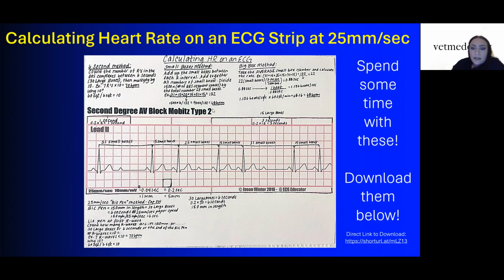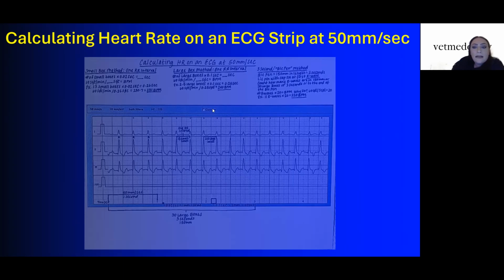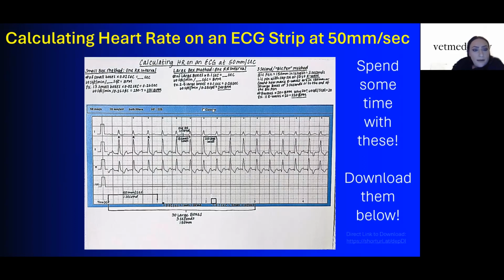You can take a look at all of the different methods and whatnot. They're all pretty similar and close. So calculating a heart rate on an ECG strip at 50 millimeters per second. Again, spend some time with these and download them when you can. There's the small box method, the large box method, which is one R to R interval, and then the 3-second Bic pen method. And I recommend using an actual Bic pen if you're going to do that method, so that you have the measurements proper.